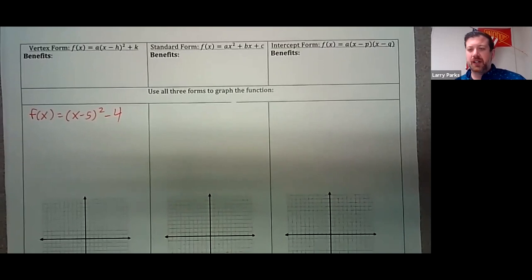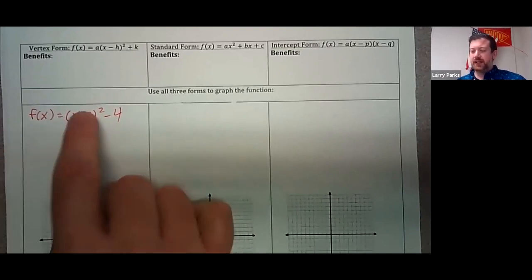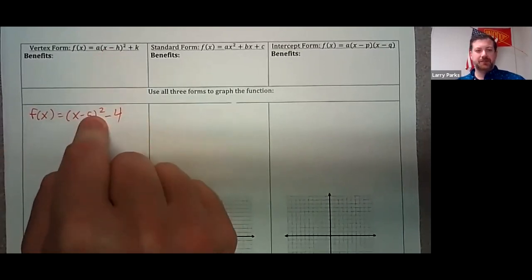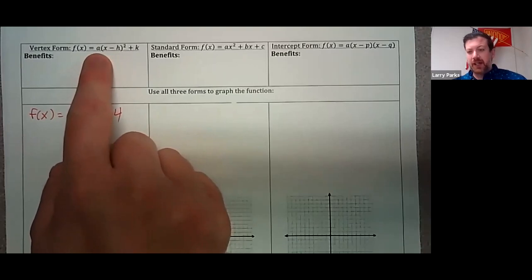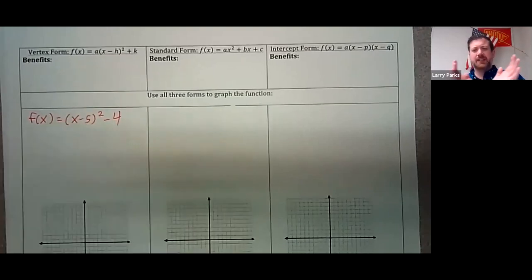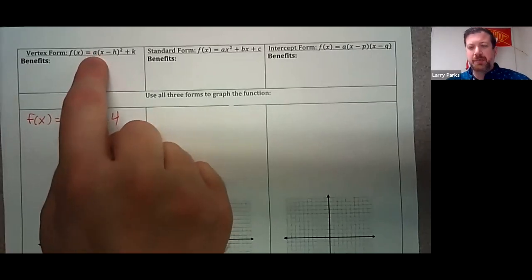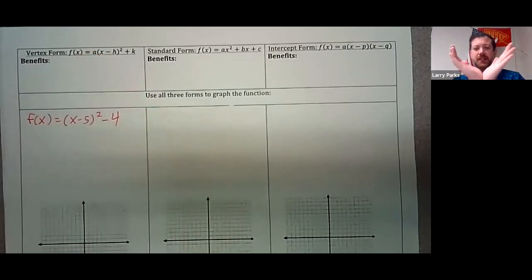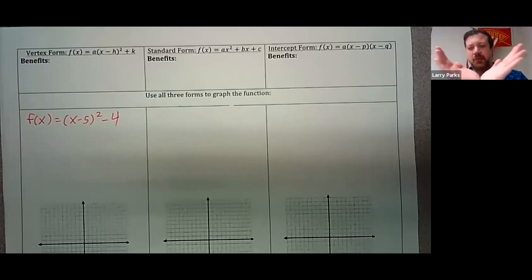So if this is what we call vertex form, notice it is in this form. There is no A value, it's 1. So this one is not going to be stretched or compressed. Remember, when A is bigger than 1, we say it stretches. And when A is between 0 and 1, we say it compresses. Another way to say that is it widens.